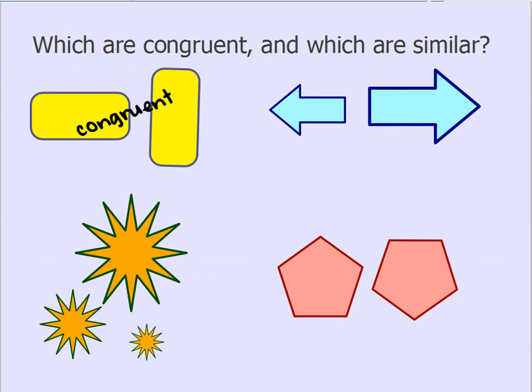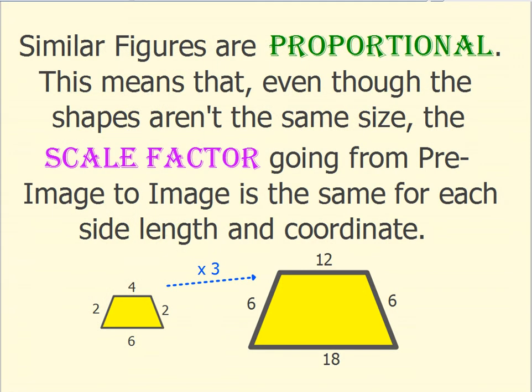The blue arrows are similar. The orange starbursts are similar. And the pink pentagons are congruent. Make sure you know the difference between congruent and similar.